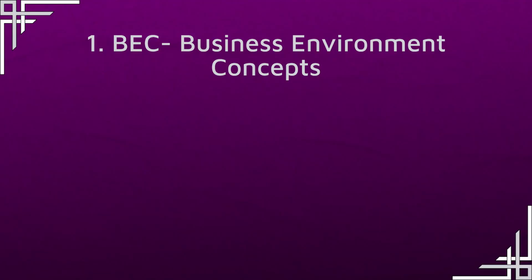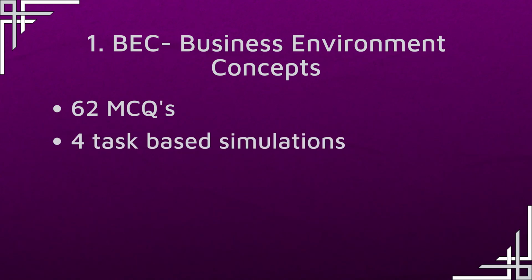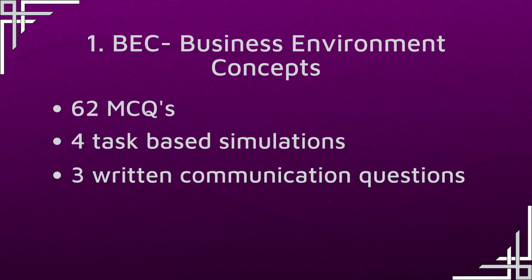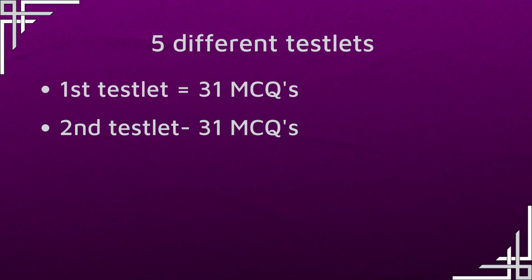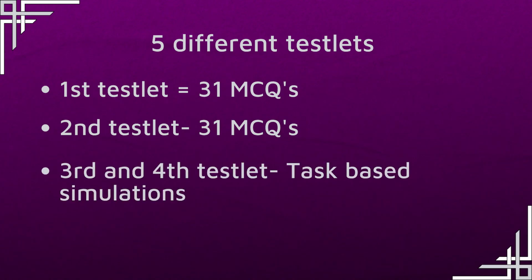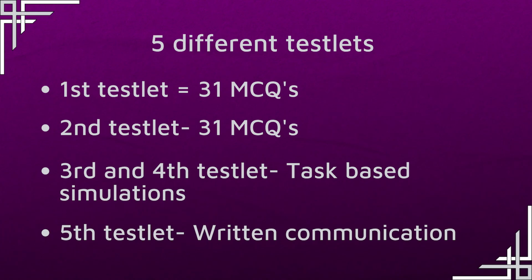Guys, now let's take it paper by paper and understand what you will be seeing in each of these examinations. Let's start off with the BEC examination. In BEC, you have a total of 62 MCQs, followed by 4 task-based simulations and 3 written communication questions. Now guys, these questions are split into testlets. You will have 5 different testlets that you will need to submit one at a time. You start off with the first testlet, which contains 31 MCQs. Once you're done with that, you move on to the second testlet, again containing 31 MCQs. The next 2 testlets are your task-based simulations, and your final testlet will be your 3 written communication questions.